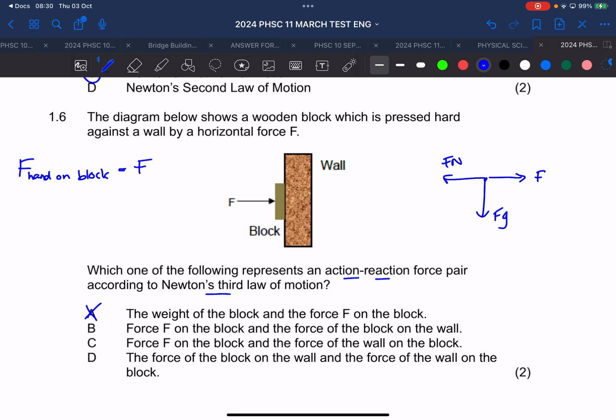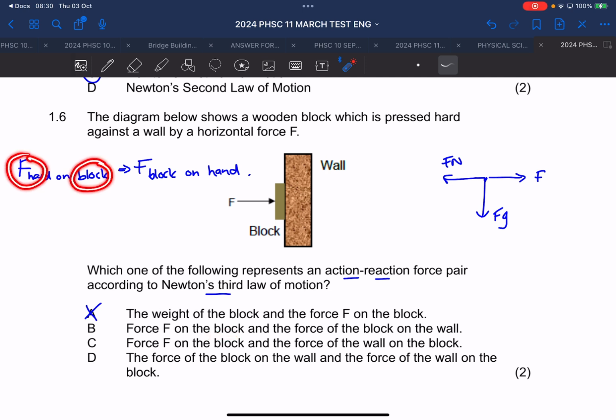Okay, so then the action-reaction pair is where you swap these two things around. So the action-reaction pair is the force of the block on the hand, or whatever else can push it on there, stick or whatever. So force F on the block, and the force of the block on the wall. No. Okay, so it's not that one.